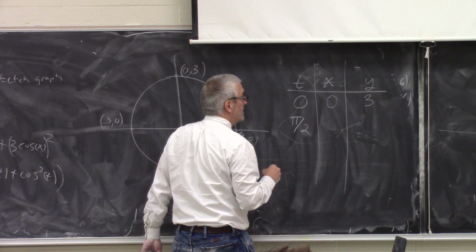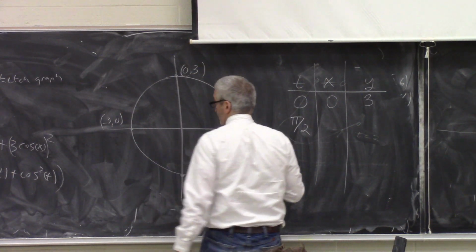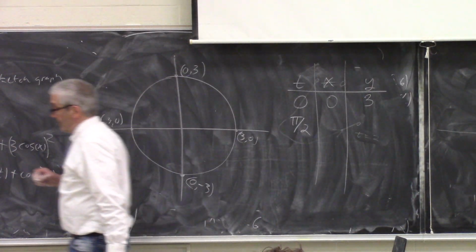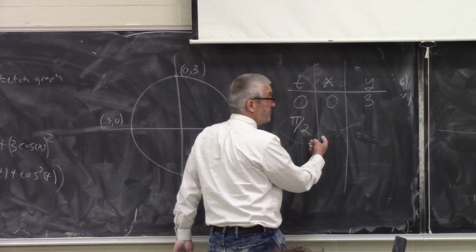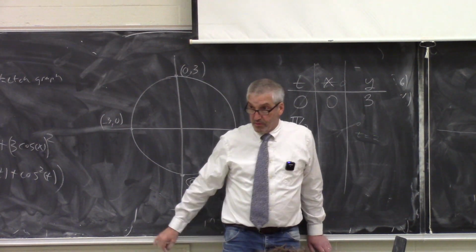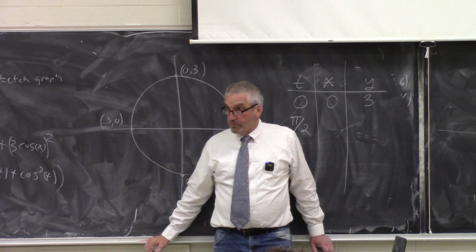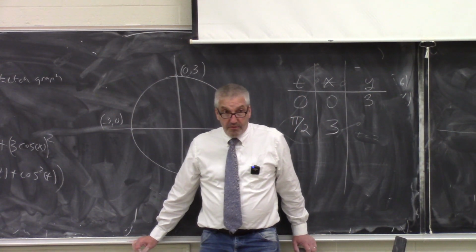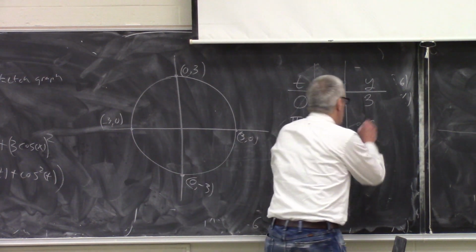X be 3 over 2. X is 3 sine of t. So what's 3 sine of pi over 2? What's sine of pi over 2? Come on, people, let's get some more people involved. Sam? Sine of pi over 2 is 1, so x is going to be 3, yeah. What's y going to be? Y is going to be 3 cos pi over 2. Sam, you're on a roll. 0. Good. So there we go.